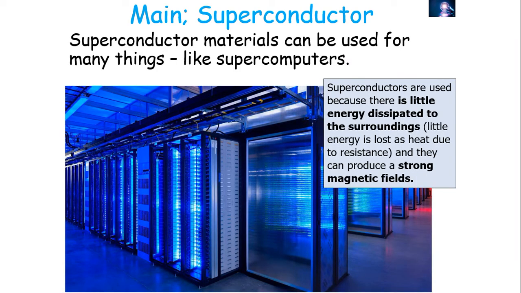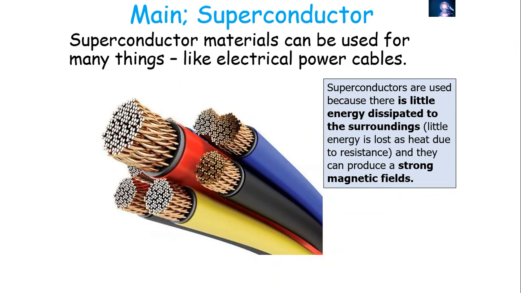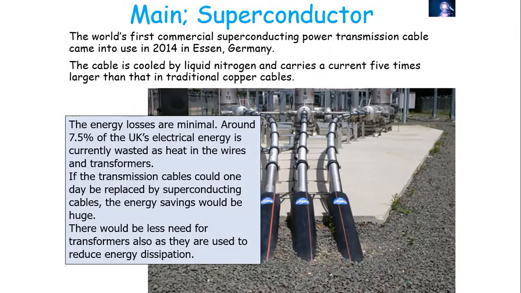Another example is in things like supercomputers and electrical power cables. In fact, the world's first commercial superconducting power transmission cable came into use in Germany, in Essen, in 2014. These cables are cooled by liquid nitrogen and can therefore carry a current 5 times larger than traditional copper cables because there's no energy loss due to resistance. So the current can be as high as possible. Now, this means that any energy loss has to be minimal.